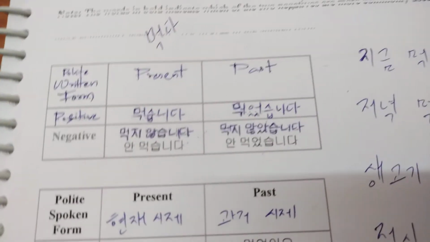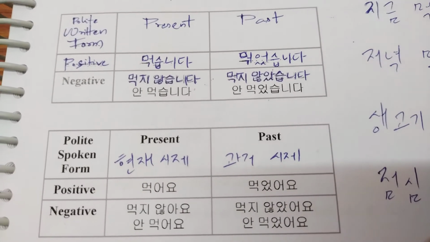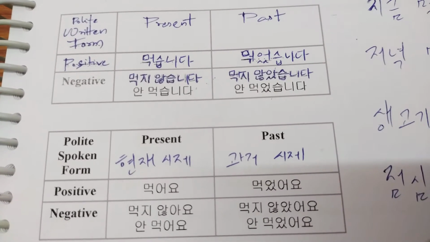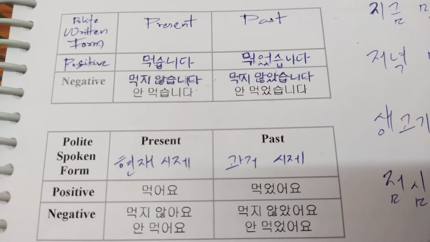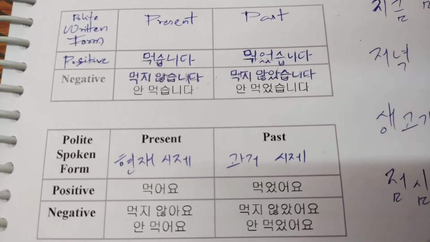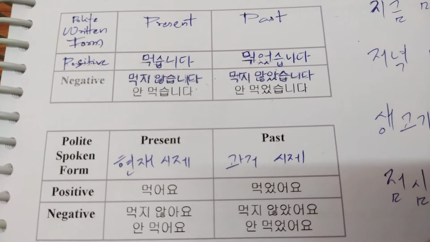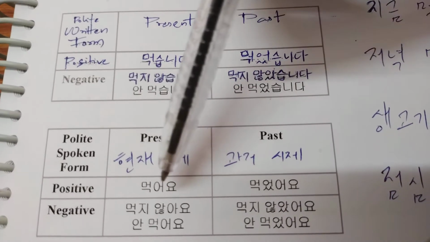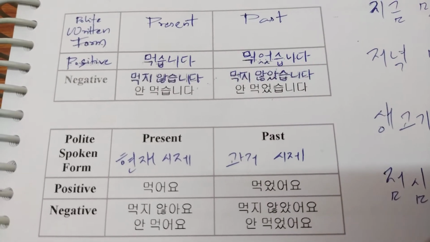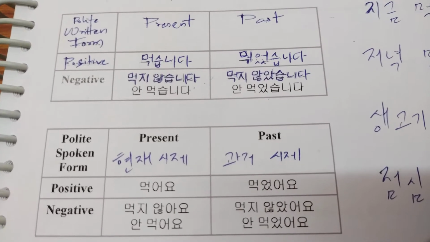We have a table given here down below, and the table uses the word 먹다. 먹다 means eat. So we'll be looking into the different formal forms of the word 먹다, be it 현재형 or 과거형. The first table is a written form and the second table is spoken form. Even though you can see yo everywhere at the end, the yo form is used only during speaking.